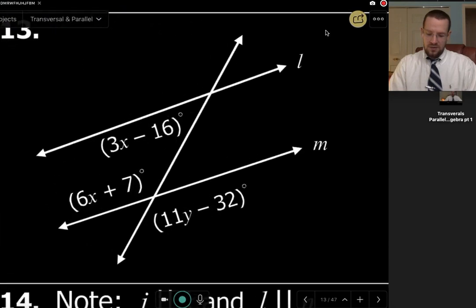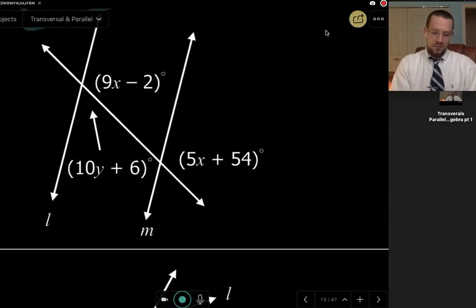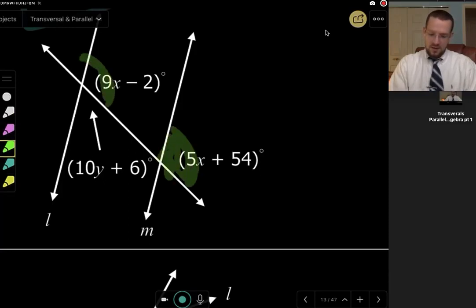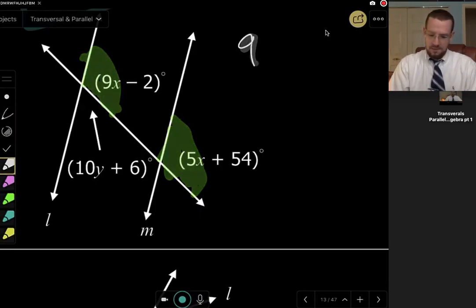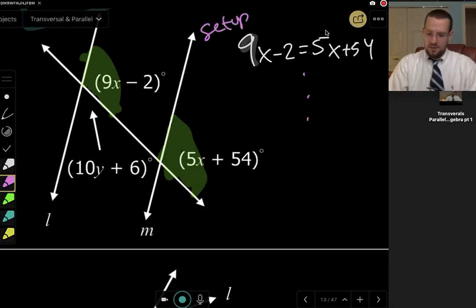So let's look at this one. Just remember that we want to create an equation for the expressions, the quantities that have the same variable. So here we have two x's, right? So the first thing we want to do is create an equation for x. So we want to identify, we want to set that up. These two are corresponding angles, so they'll be equal. This is the setup. Then we want to solve.